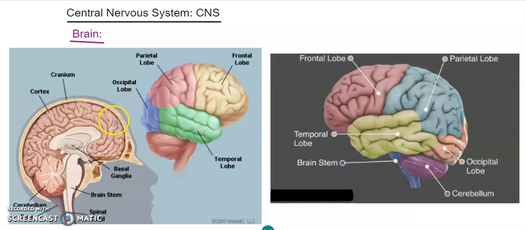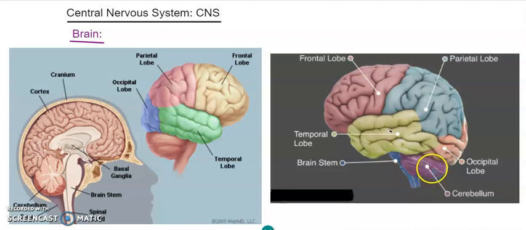Let's look into the parts of the brain. They are divided into lobes. The frontal lobe, which is the forehead, parietal lobe, occipital lobe, and temporal lobe. This is the cerebellum and brainstem. The same thing is marked here. This is the frontal lobe, temporal lobe, parietal lobe, occipital lobe, brainstem is this blue one, and cerebellum.